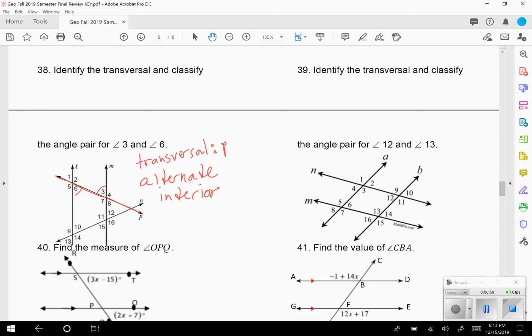Okay, 39. It says identify the transversal and classify the angle pair for angle 12 and 13. Okay, again, you want to look and see what one line are both angle 12 and 13 running along, and we can see that it's line B. So our transversal is line B. Okay, and 12 and 13, they are right here, and they are same side interior angles. Same side interior.